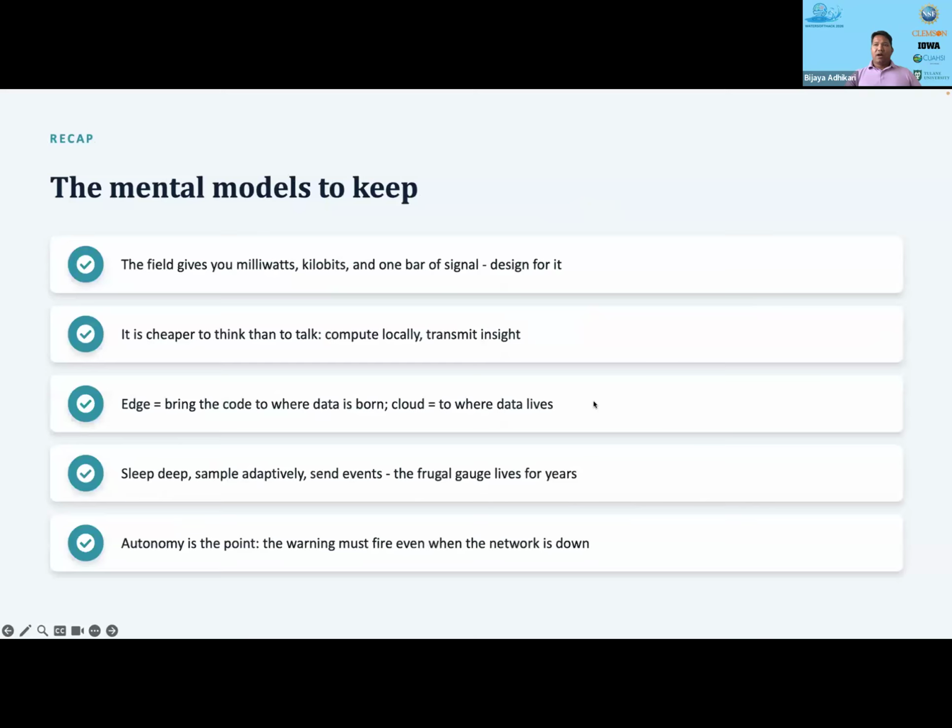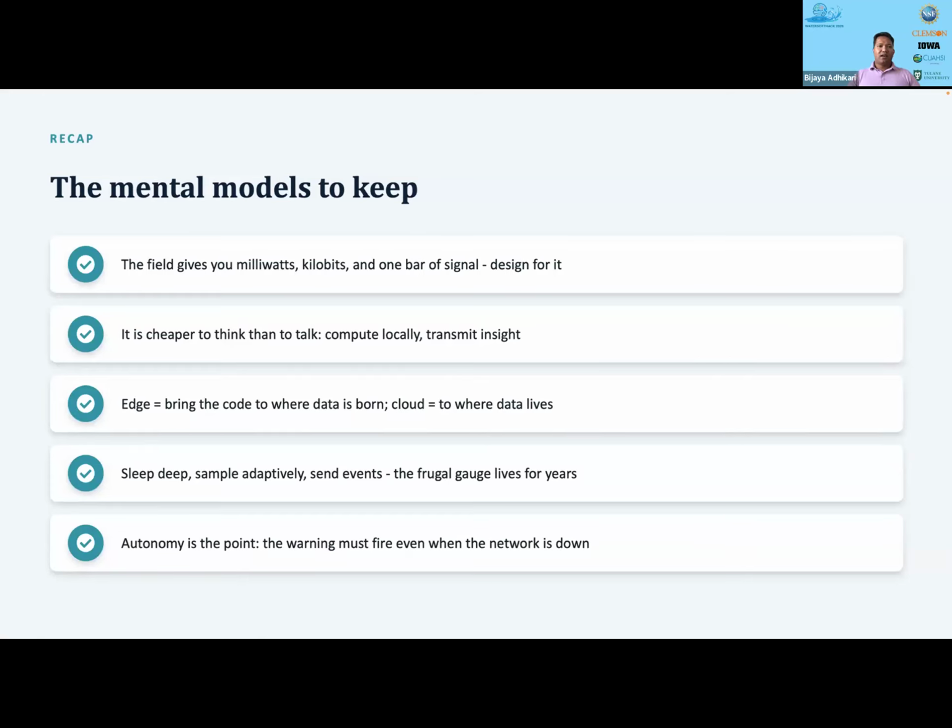Okay, so what are the summaries? These are the few mental models of edge computing to keep. The field gives us milliwatts level power with kilobits level storage, and a very small bar of signal for communication. So our computing has to be designed for it. This is the playing field, and we cannot expect more. This is what is given to us, and our computational solution has to be designed for it.